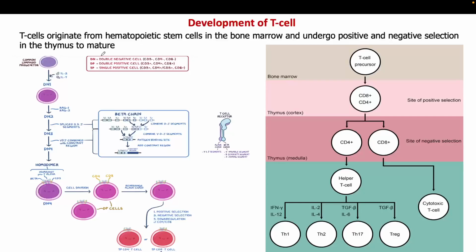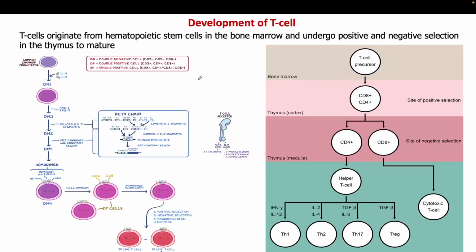But in case of the T cell, it first develops in the bone marrow, and for the maturation it will go to the thymus. Okay, so that you have to remember. The maturation of T cell takes place in the thymus, whereas in case of B cell, both the things happen in the bone marrow itself.